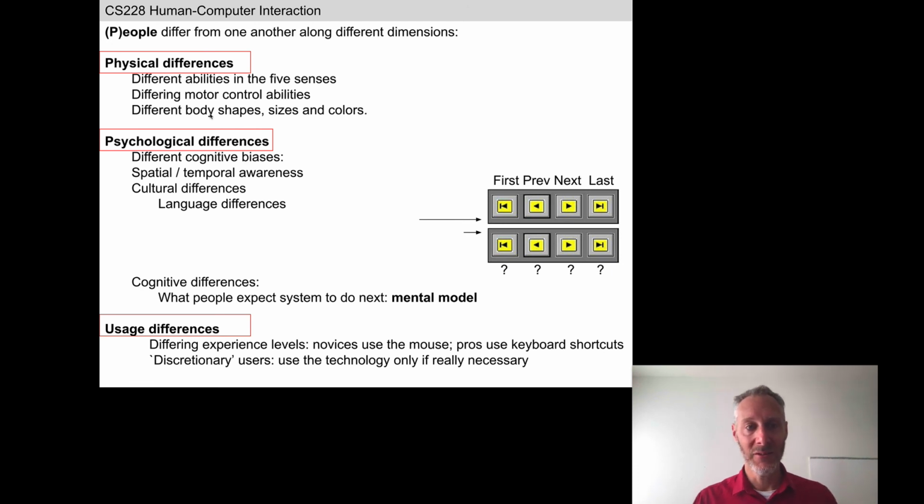But some aspects of these physical differences are not so obvious. The relevance of these features is not so obvious for the design of technology. Let's look at an example. You're starting to do a fair bit of work with Leap Motion. What aspects of body shape, size, and color may impact somebody's ability to work well with Leap Motion? Any ideas?